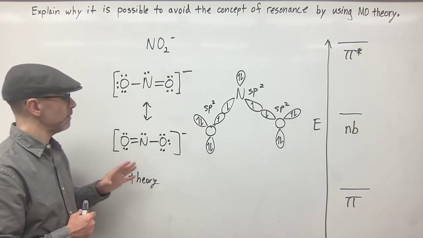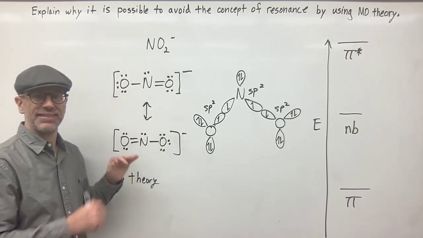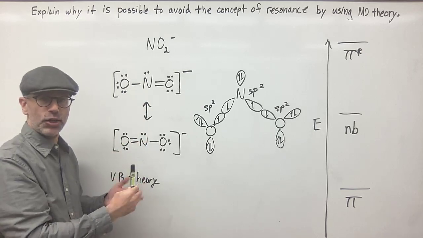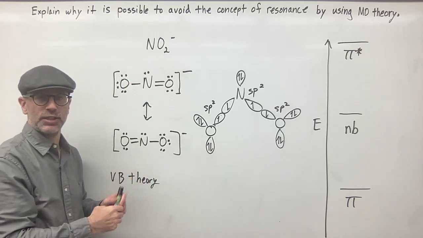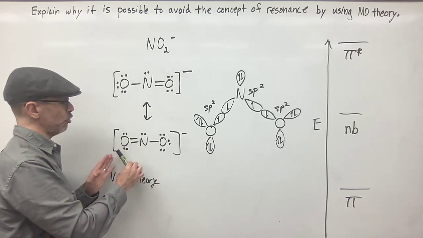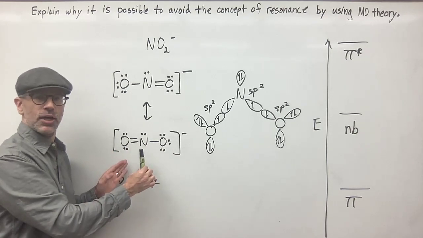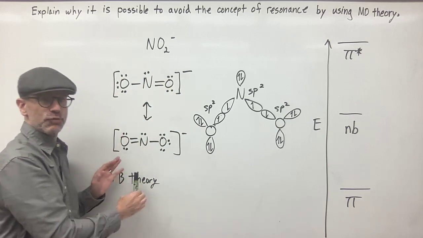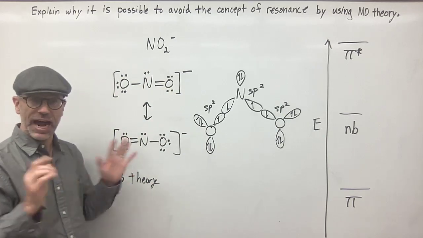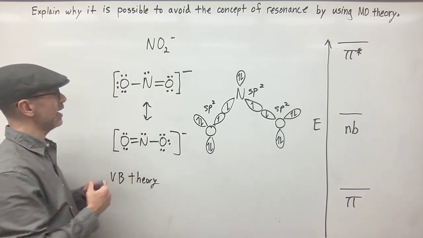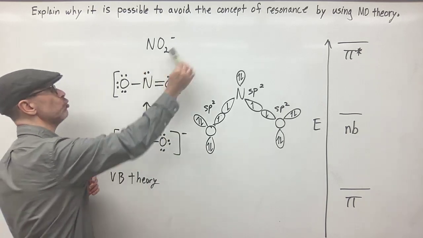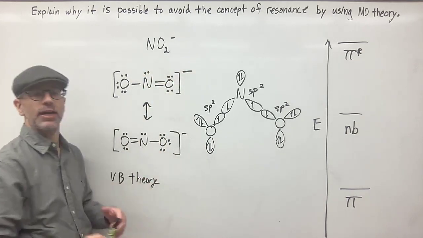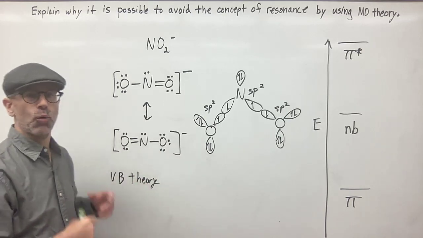And of course, the idea here is not that you have a fluctuation of the molecule between these two possibilities. It's not like the molecule of NO2 minus is in this form, and then it switches to this form, and then it switches to this form. That is not the idea here. It's that the actual molecule is some hybrid of these two.